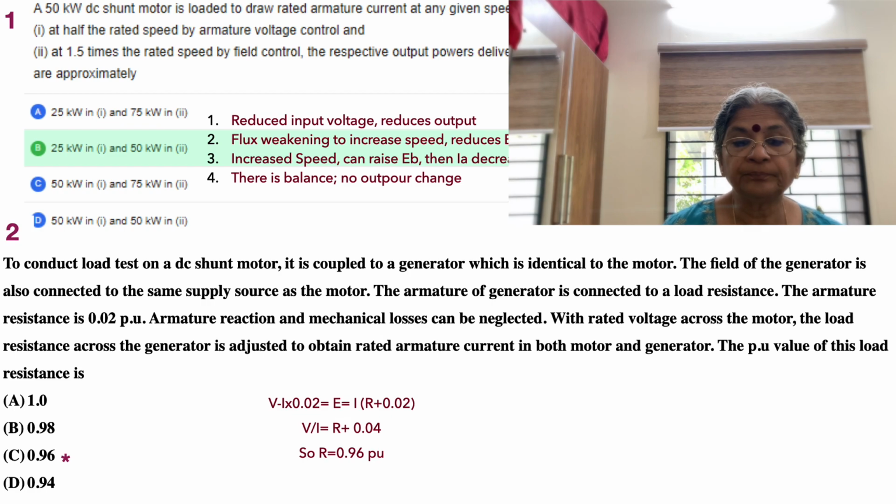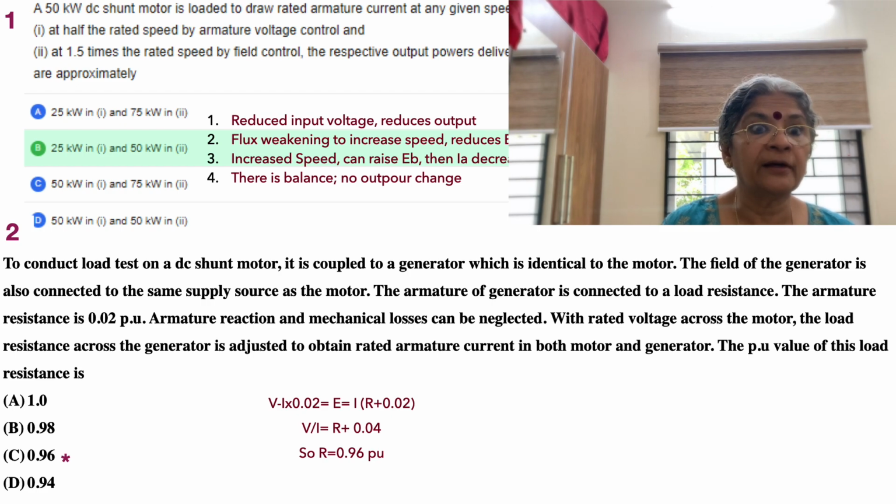The resistance of the generator is adjusted to obtain rated armature current in both motor and generator. The per unit value of this load resistance is what is being asked. So here quite a lot of understanding that we have. Again, concepts are very important.